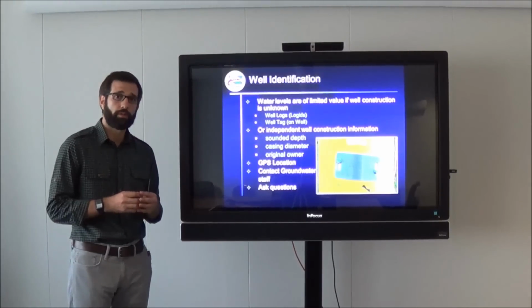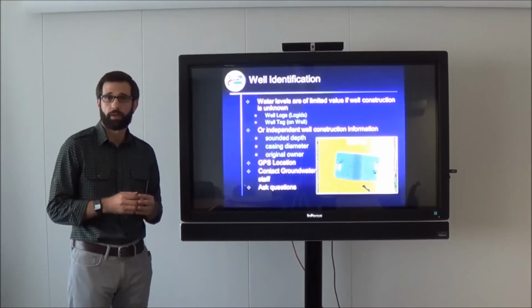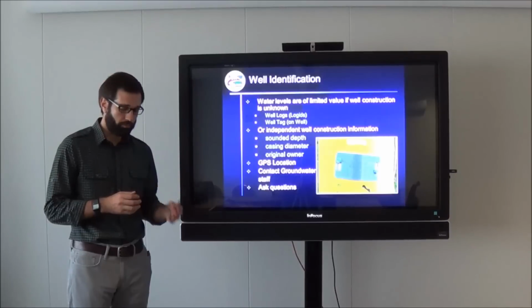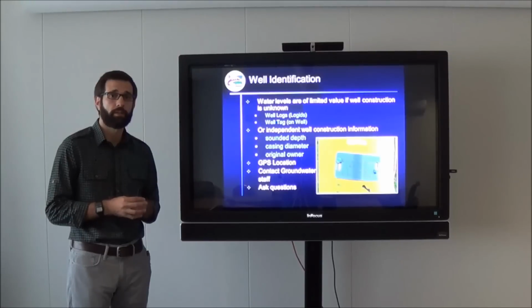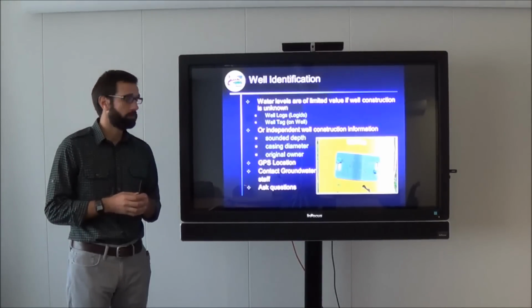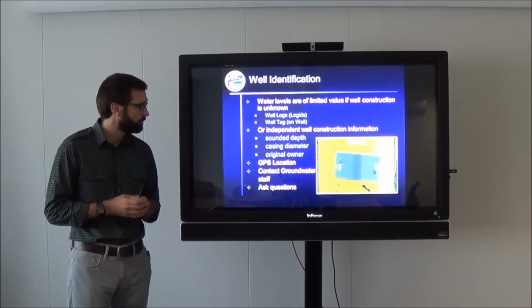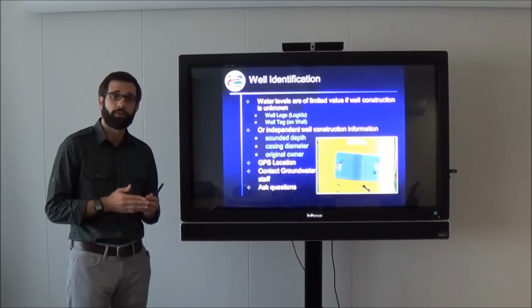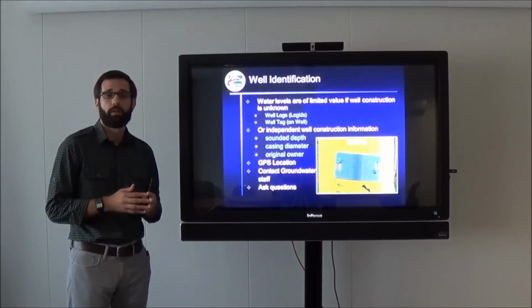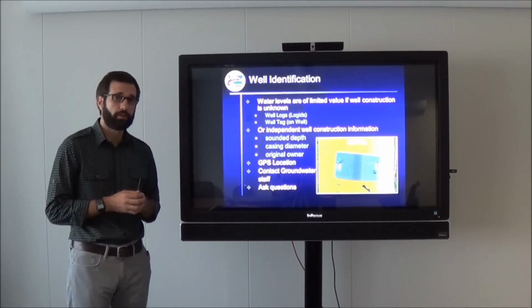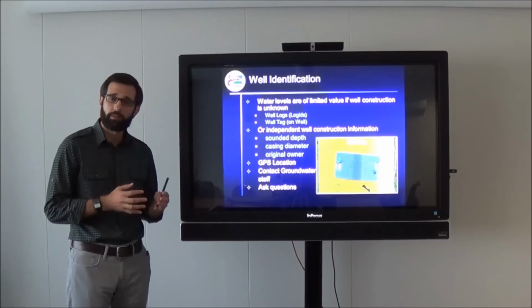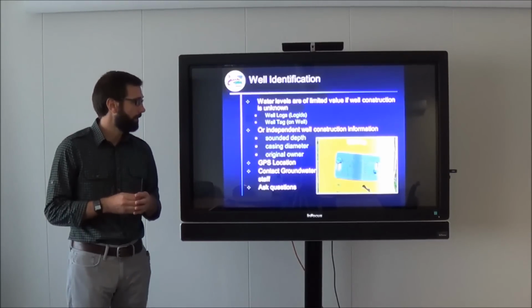So what we can do, though, is use some independent information when we're out there in the field to help identify these wells. We can try to sound the depth: put your water level probe down and look for the total depth of the well. That'll give you an idea. You can also look at the casing diameter, and then you can ask the current owner, maybe this well was drilled for somebody else, who was the original owner? You can use that information to try to tie back to a well log to get the proper log.